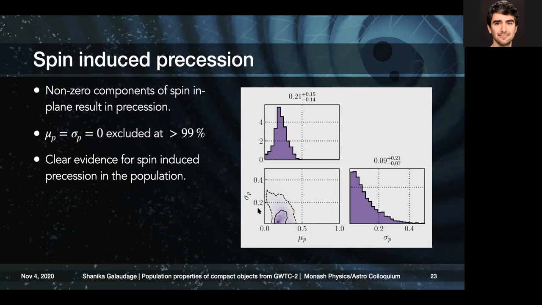Right. Eric, sorry, just to follow up on one thing you mentioned, you said that you do see evidence of negative chi effective, if I understood correctly, of anti-alignment.